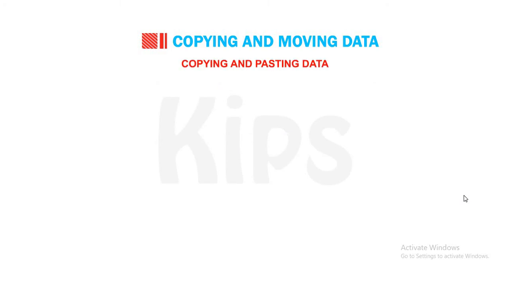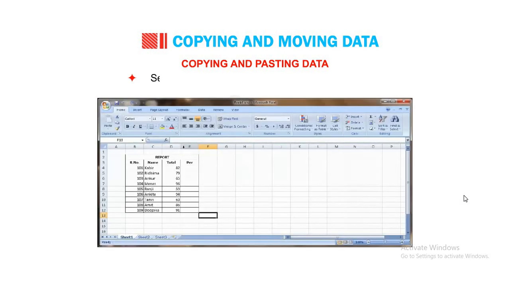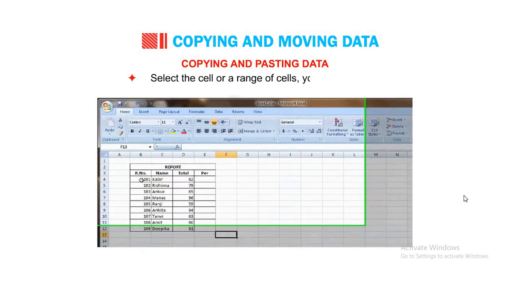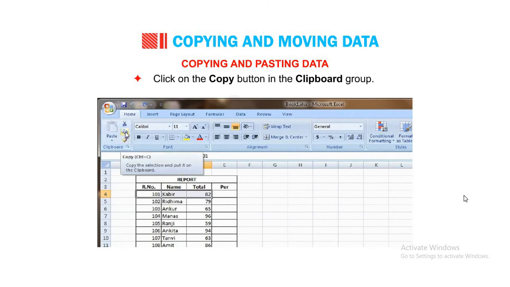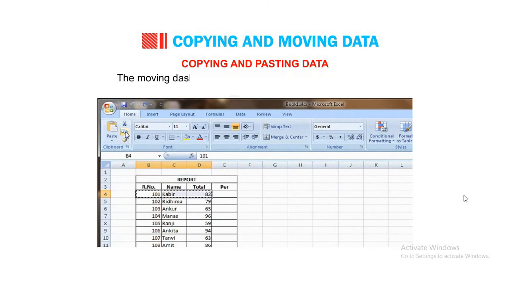Let me tell you the steps involved in copying and pasting data. Select the cell or a range of cells you want to copy. Let's say B4 to D4. Click on the Copy button in the Clipboard group. The moving dashed line will appear around the selected cells.